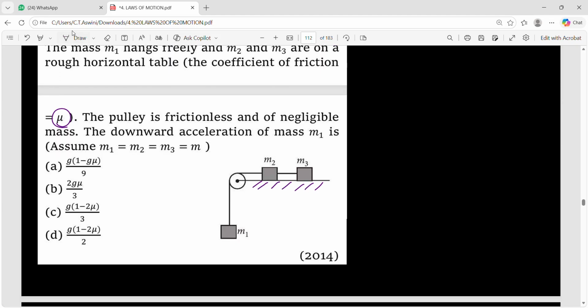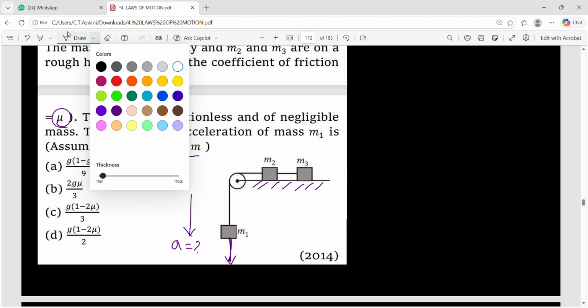Downward acceleration of mass m1. See, we have to find the downward acceleration. See, this is moving down. What is that acceleration? A question mark. And to make it easy, it was given in the question, all these are identical masses. M1 is also M, M2 is also M, M3 is also M.